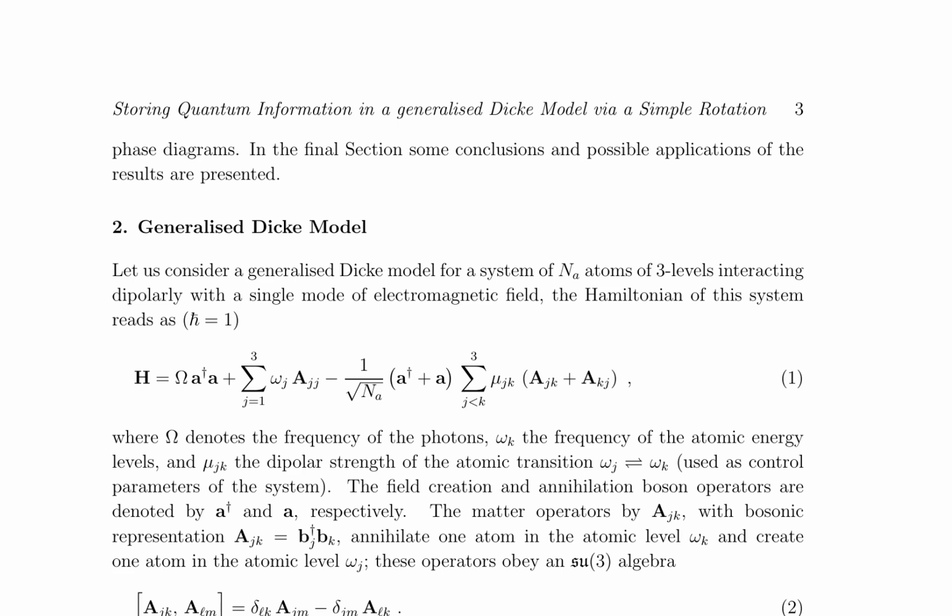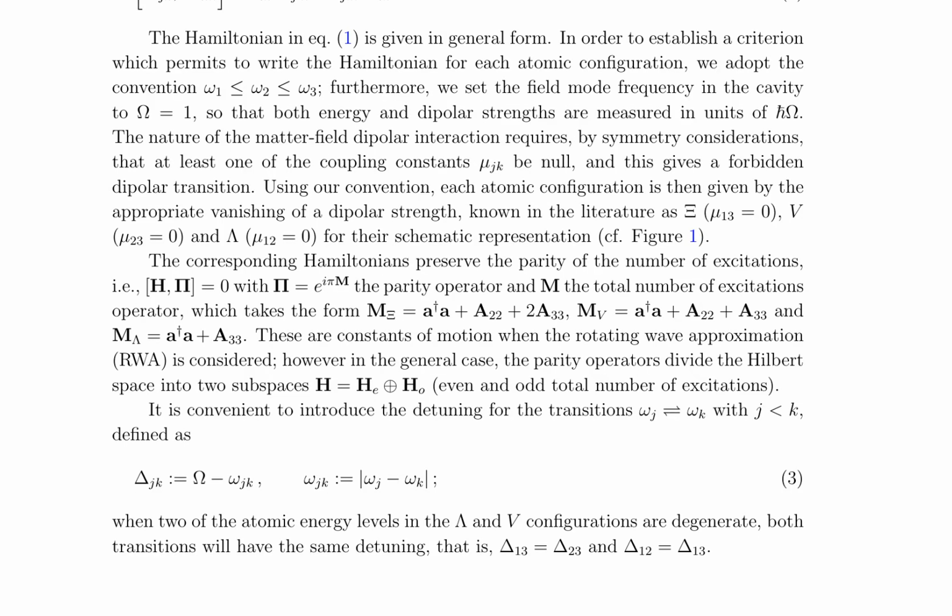The dipolar interaction is characterized by forbidden dipolar transitions, which arise from the parity-conserving Hamiltonian. This Hamiltonian preserves the parity of the number of excitations, ensuring that transitions between states with even and odd numbers of excitations are forbidden. The detuning for transitions, defined as the energy difference between the field mode frequency and the atomic energy level separation, plays a crucial role in determining the system's behavior. By introducing these key elements, the generalized Dicke model provides a framework for understanding the complex interactions between light and matter, with implications for quantum information processing and many-body physics.